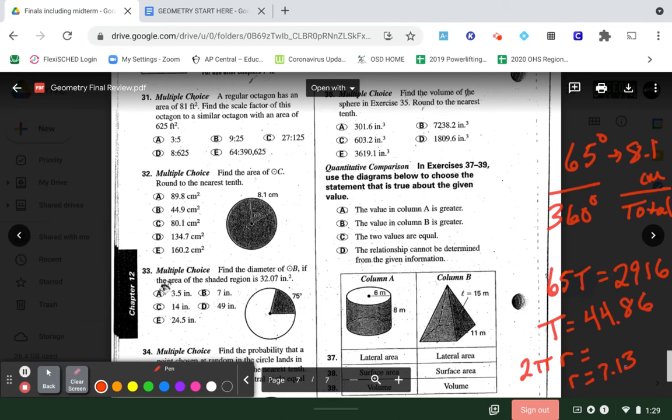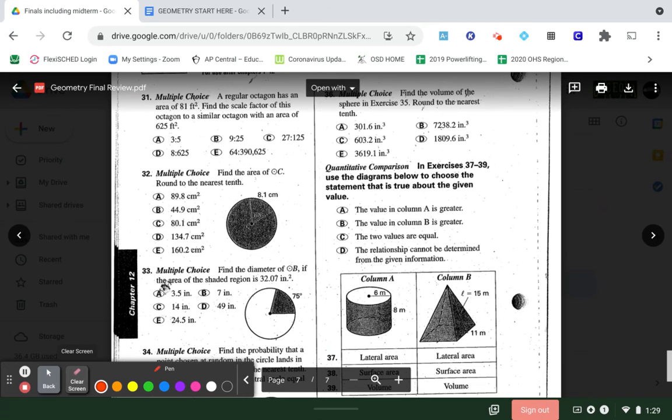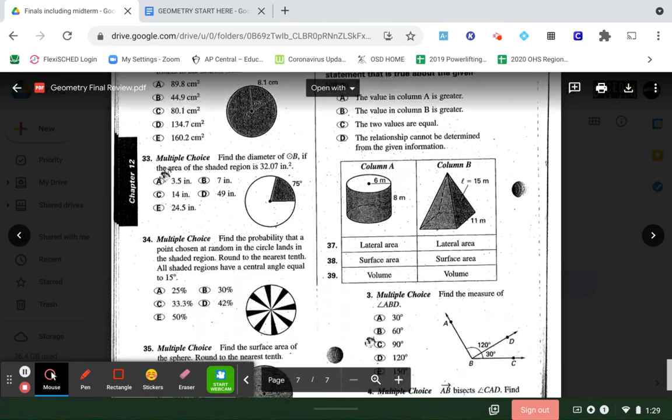Now if the radius is 7.13, then I have to take pi times 7.13 squared to get the area. So I'm going to square the 7.13 and multiply it by pi. I've kept that on the calculator the whole time. 160.15, so 160.2 right there. Okay. Let's see. Slide a little bit more.